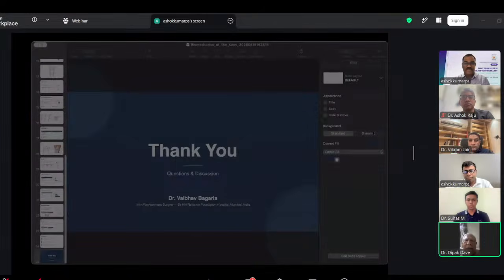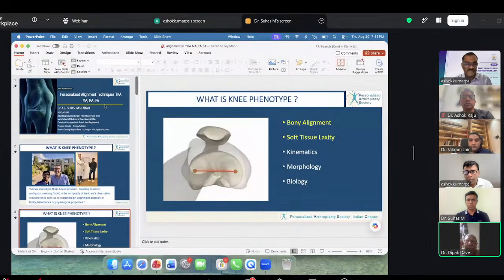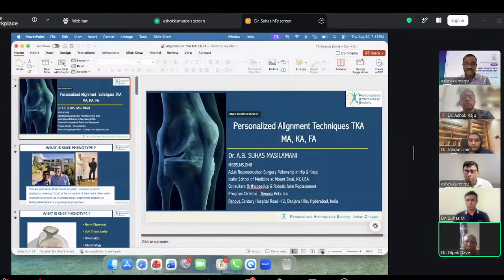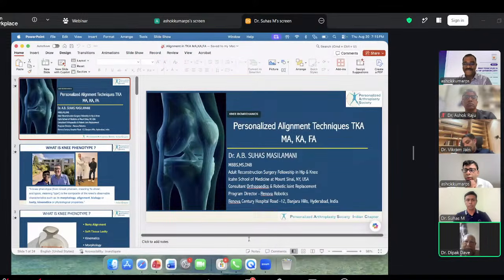Vaibhav, before Suhas takes over, how do you practically suggest, like if somebody asks you, would you say not to do jogging and not to do treadmill? Do you implement this biomechanical principle in your actual practice?